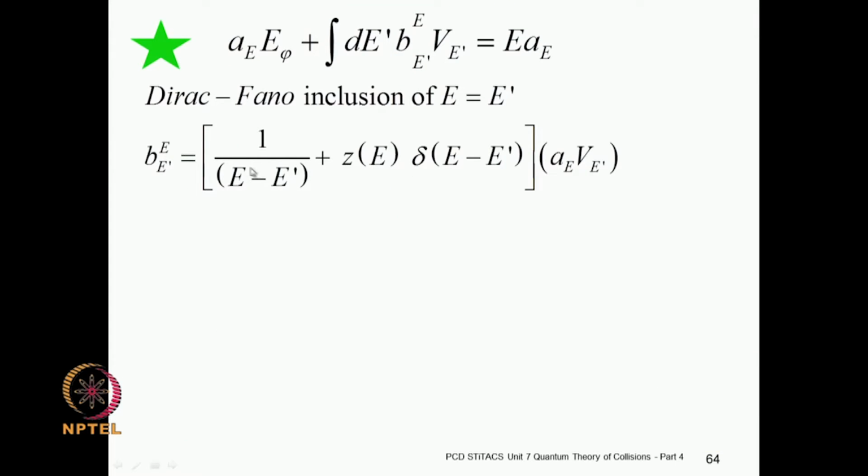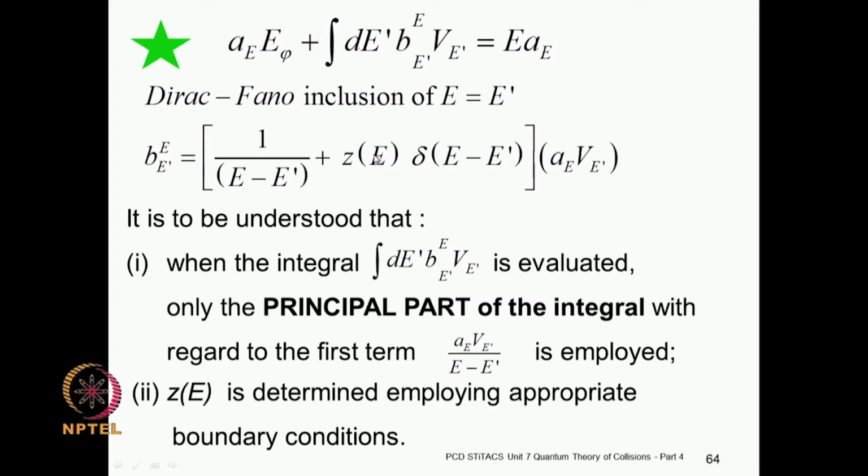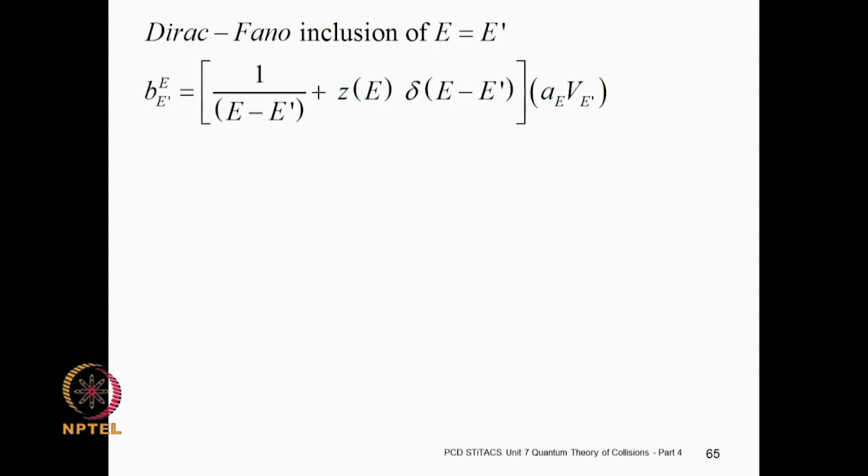So, this is our Dirac-Fano proposal, and what is understood is that whenever you have this type of an integral to be determined, then you should carry out a principal value of this integration and use z appropriate to boundary conditions. So, these are the two things which go into this technique. The idea is very simple, but extremely beautiful and very powerful. Okay. So, let us see what it does for us in this particular case.